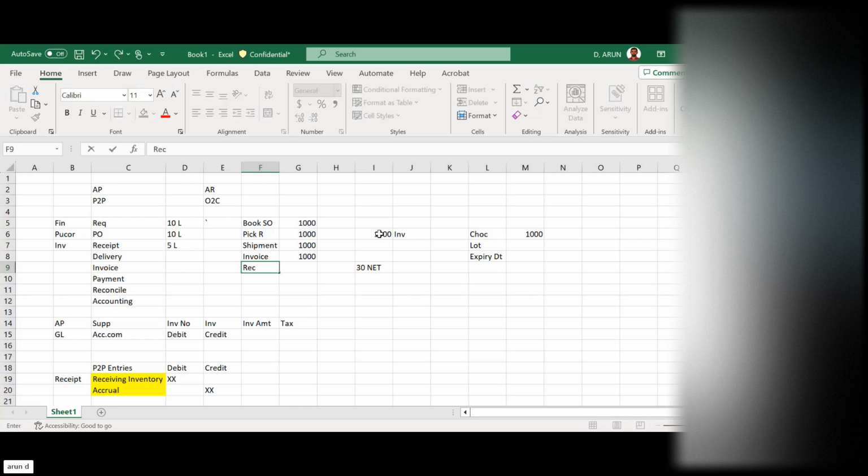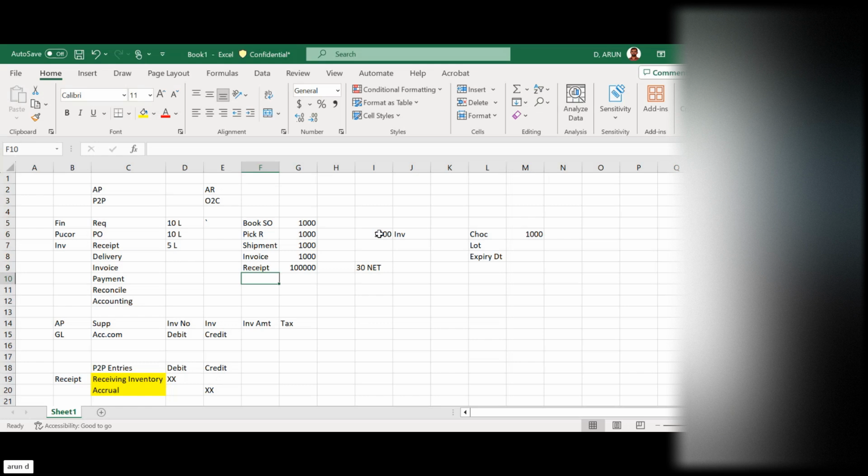So I will receive the amount from the customer. What I will do is create a receipt for the 1,000 quantities, so that is 1 lakh rupees. Okay. So the receipt here is for a different purpose, and the receipt that we created earlier was for a different purpose. Okay. So now I have received the amount.